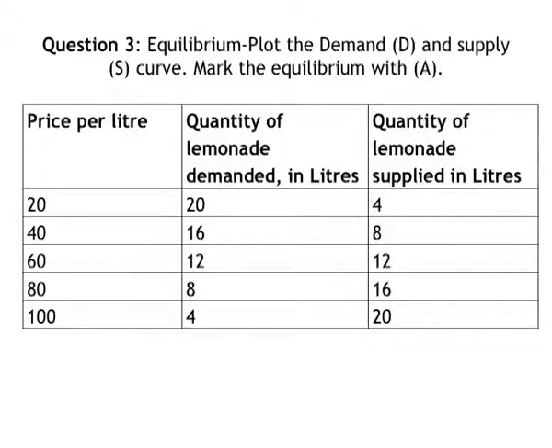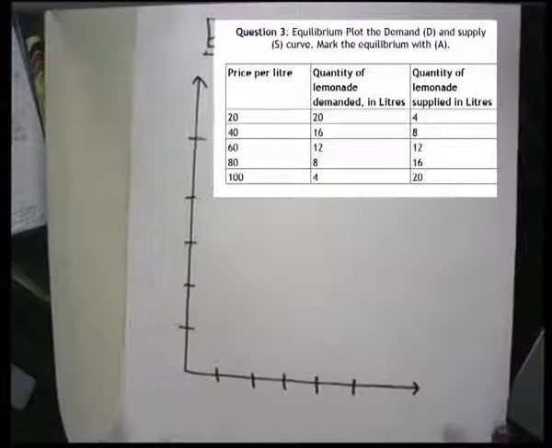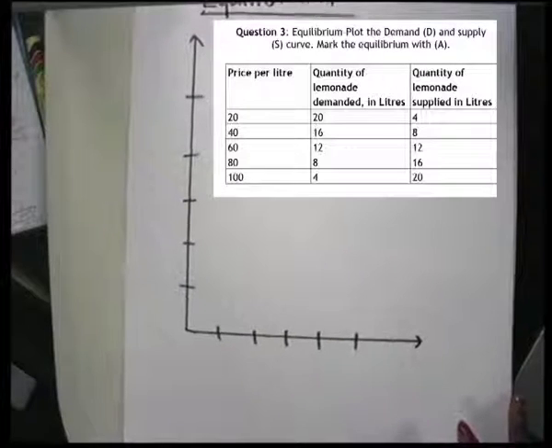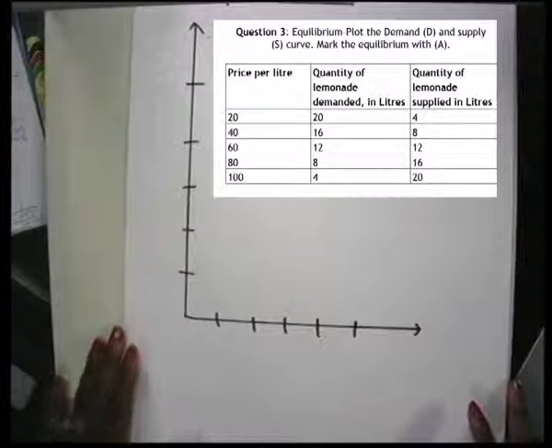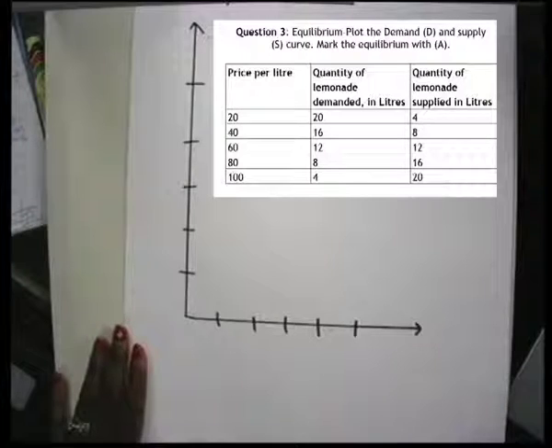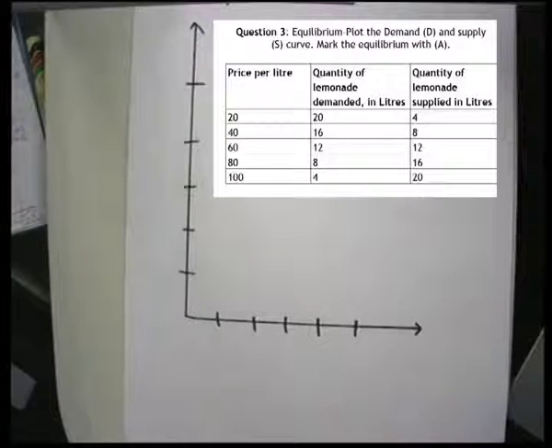We're moving over to question 3. We're looking at the equilibrium, and question 3 says, plot the demand curve, which is D, and the supply curve, which is S, and mark the equilibrium with an A. Equilibrium, that's the point where supply is equal to demand. Now we're looking at a simple example here on our slide.